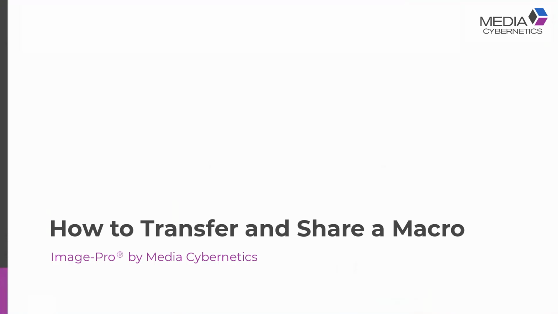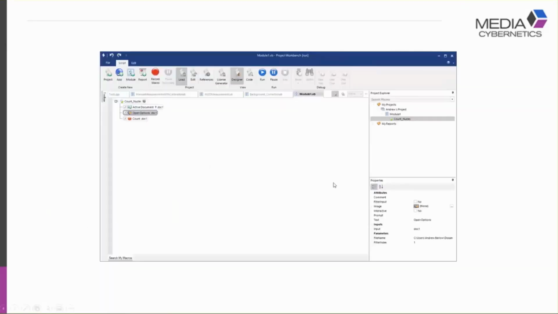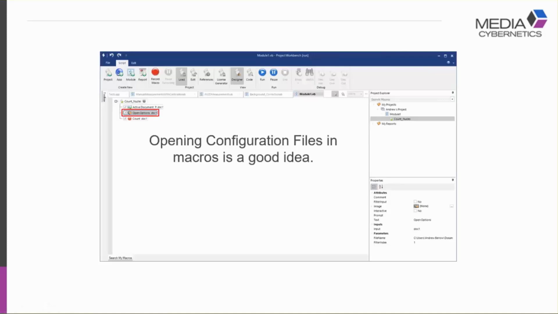So let's make a start on macros. Here we see a simple macro, and all this macro does is execute a count on an open image. Now it opens measurement options, and this is a really good idea when we execute a macro. We want to make sure we're always executing the same count. We're always doing the same experiment.